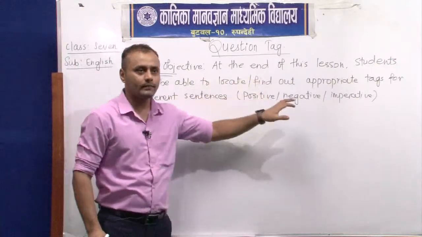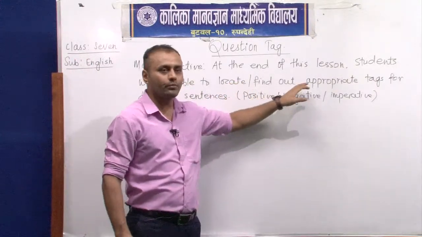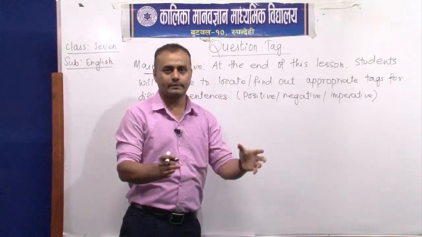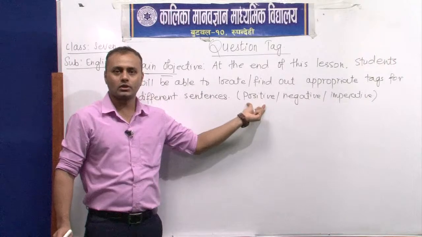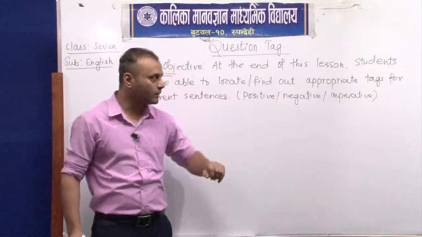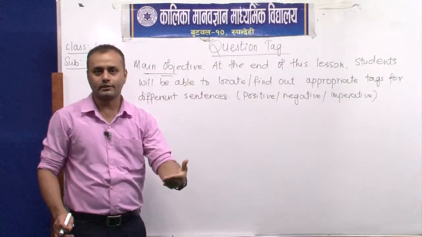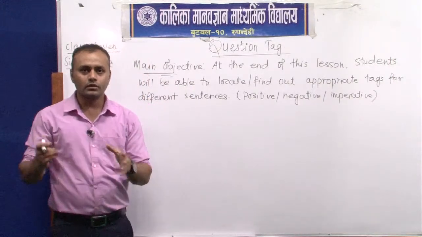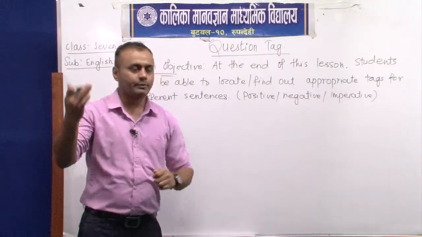On completion of this lesson, students will be able to find out the appropriate tag for different kinds of sentences. Those different kinds of sentences are the positive sentence, also known as the assertive sentence, the negative sentence, and the imperative sentence. These are basically types of sentences that you have done in your other classes also. That knowledge we will be exploring in today's class. All right, so let us begin.